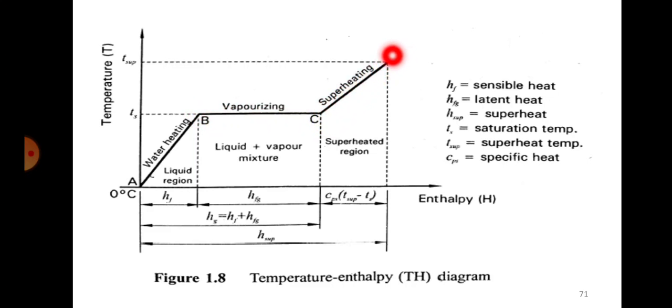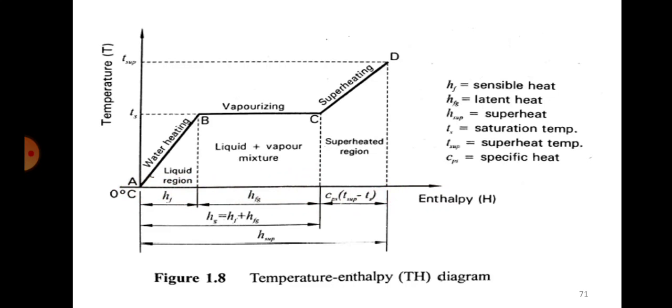And that point D is called the superheated temperature, or it is denoted by TSUP. So a certain higher temperature above the dry steam, if you heat it further, the temperature of that particular vapor at that point is called TSUP, or superheated temperature. And in the same way, the total heat that is supplied is called H superheated, or enthalpy of superheat.